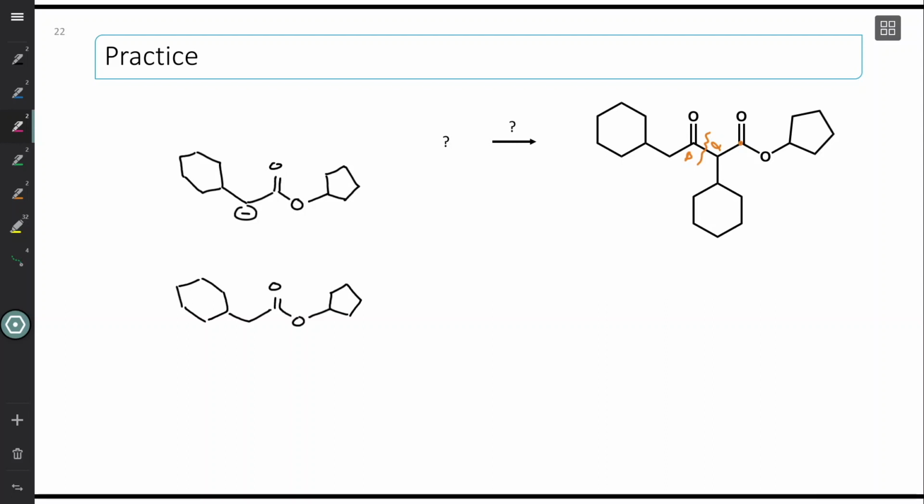And now, ideally, what kind of base would I want to use? I would want to have a matching base, so it would be NaO-cyclopentane here, and ideally I want to match my solvent as well. So I would want to use cyclopentanol as my solvent.